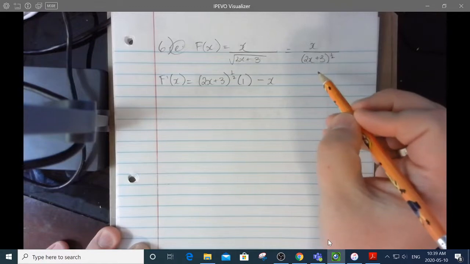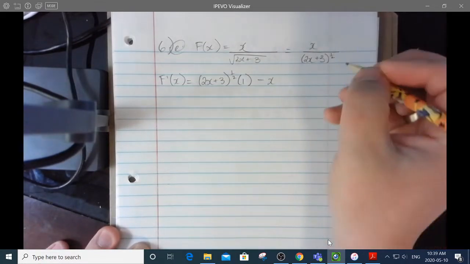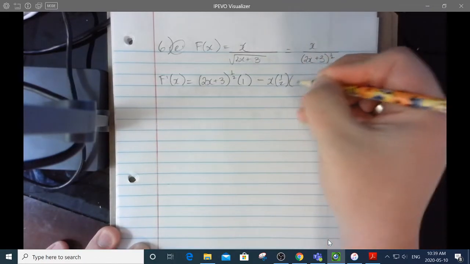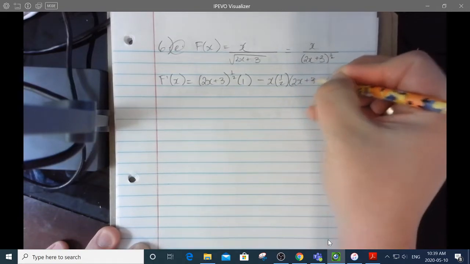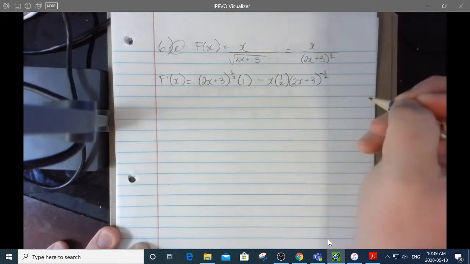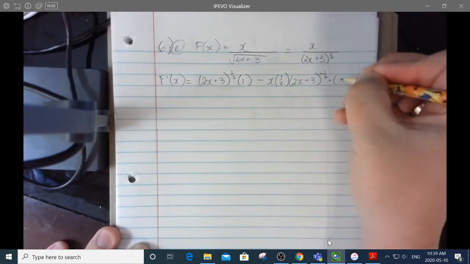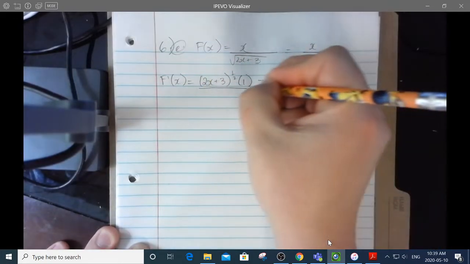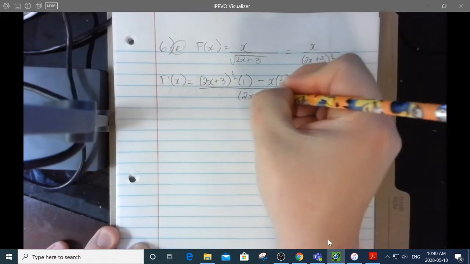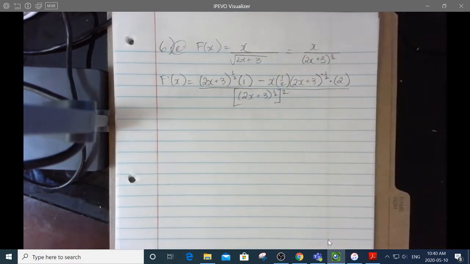I could use a substitution and call this u, but I'm fairly comfortable with chain rule, so I'm just going to go right into it. The chain rule says this exponent becomes the coefficient, and then you leave the bracket alone, and then subtract 1 from that exponent, making it negative a half. And then we multiply that by the derivative of what's actually inside the bracket, which would be 2. And finishing off quotient rule, it's the denominator squared. All right, so there we go.